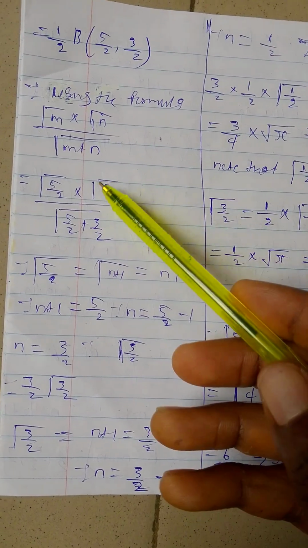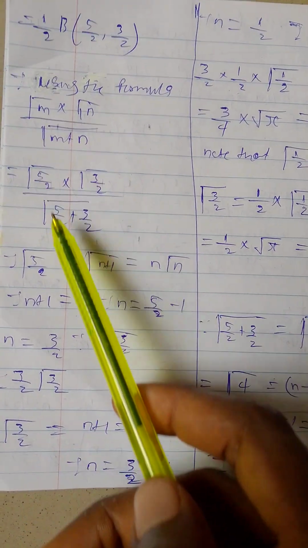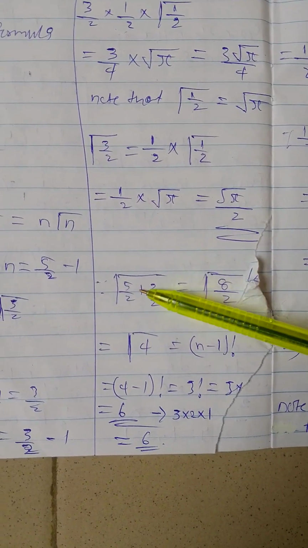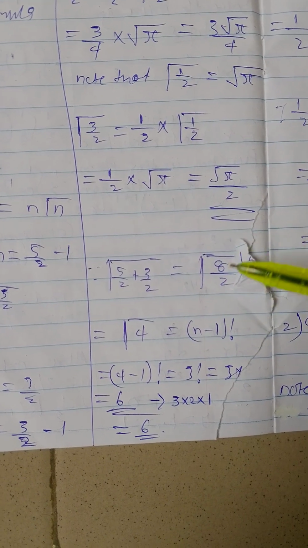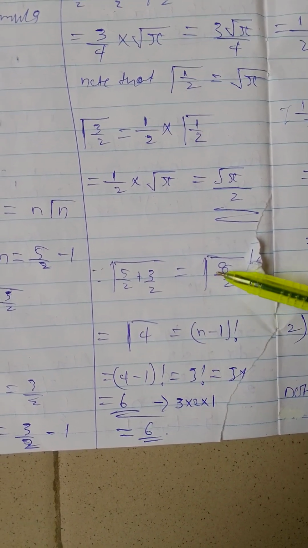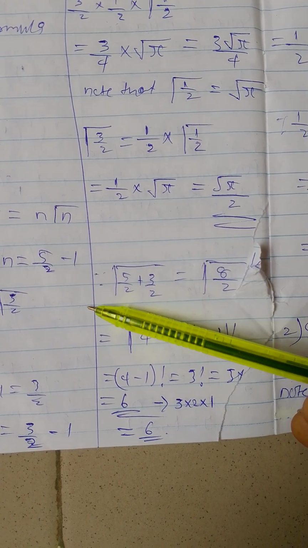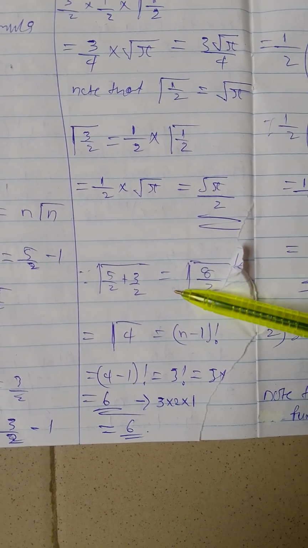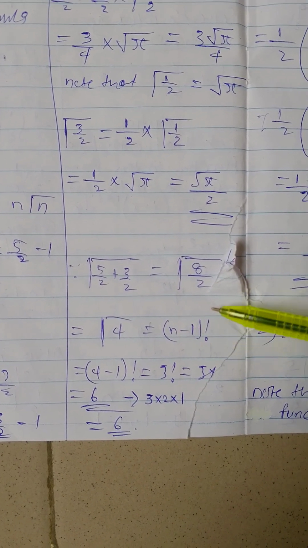Now therefore, what's next? I have to find the gamma function for 5 over 2 plus 3 over 2. Now you know that I have to find the LCM of this. So if I add this together, this will become gamma 8 over 2, which is equal to what? 8 divided by 2 gives you 4. I know that in finding gamma function of a whole number, use the method n minus 1 factorial.